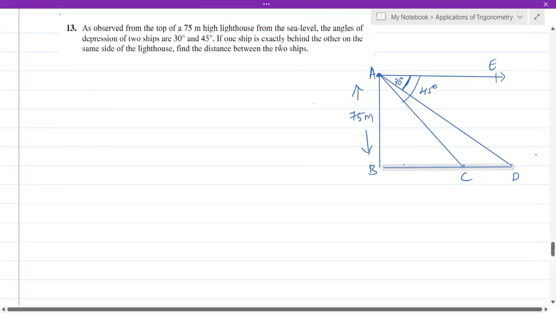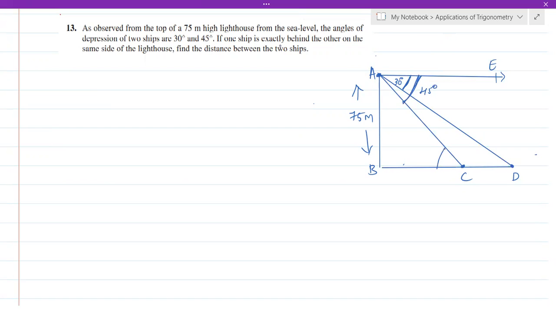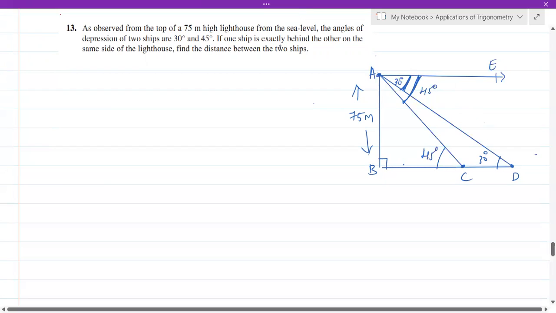So using the alternate angle concept, that is Z shape, if you observe, this angle is alternate to this angle. So if this is 45 degrees, this will also become 45. And if this is 30 degrees, you will get 30 degrees here. That is using the alternate angle concept. And this will be perpendicular to the sea level or the ground. So it's very clear. As you can see, you can find the Z shape here, and the bigger Z shape here. That's what I have done.